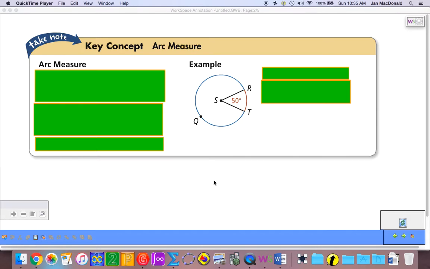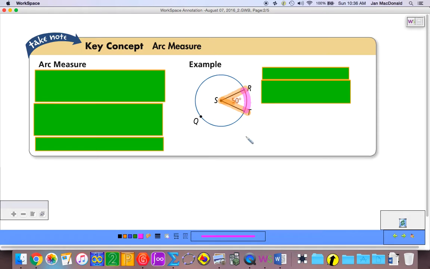Just to review, a central angle has a vertex at the center of a circle, and its sides are radii of the circle. So in this diagram, our central angle would be angle RST. So central angle RST would be equal in measure to arc RT. So if central angle RST is 50 degrees, the measure of arc RT would also be 50 degrees.